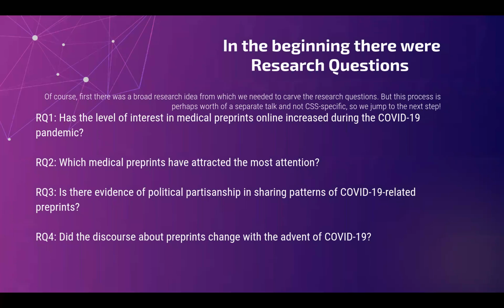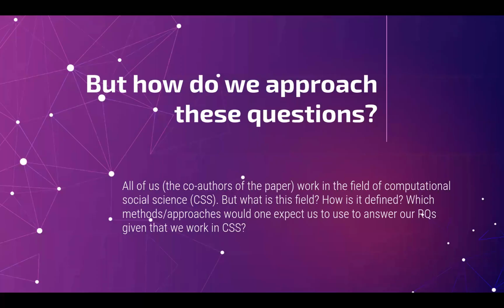So probably, at least for the first two questions, for the first question, we would ask people about it. We would maybe fill in a survey, probably try to get a nationally representative survey in some country, something like that. The fourth question would be answered differently. We would employ qualitative methods, qualitative discourse analysis, etc. But that's not what we did, because that's not the field that we are working in. The field that we are working in is computational social science.